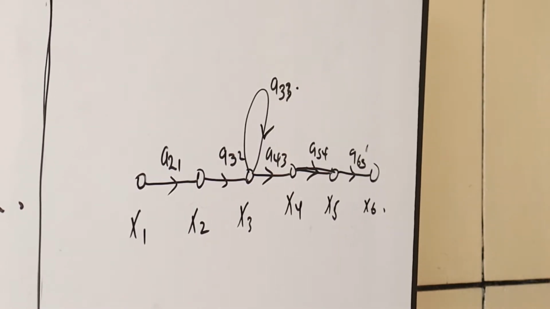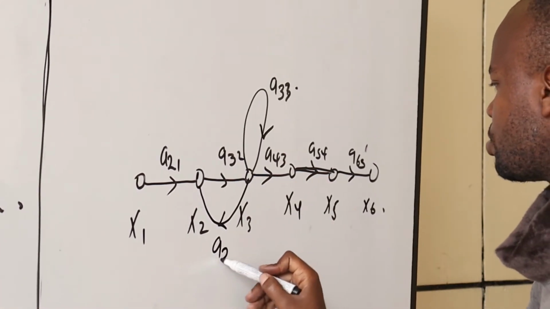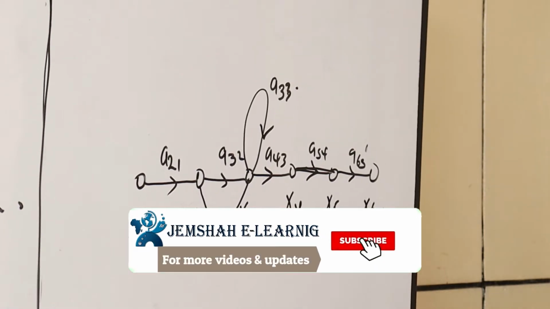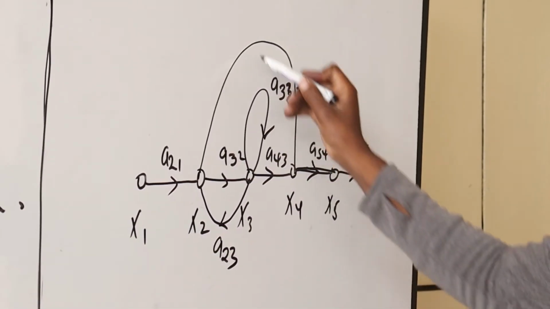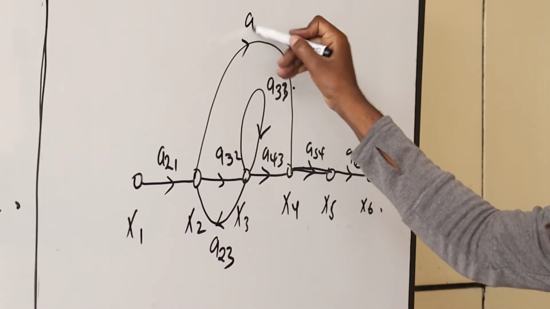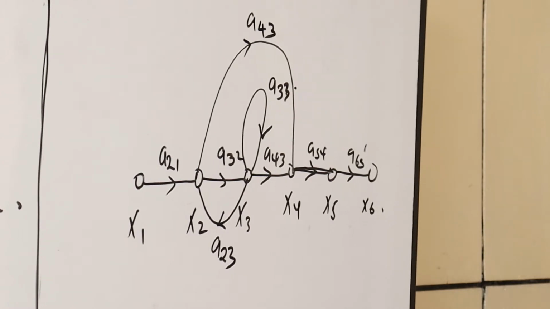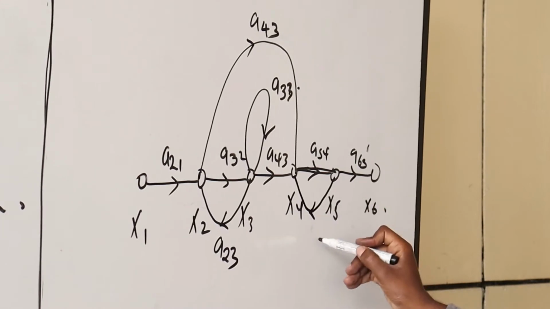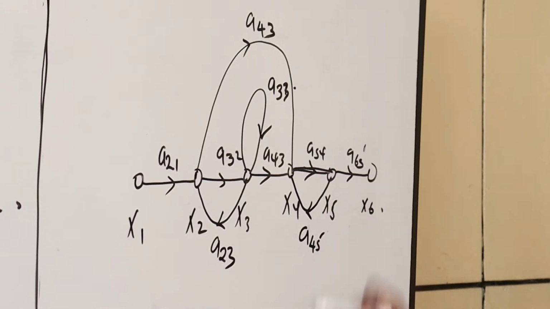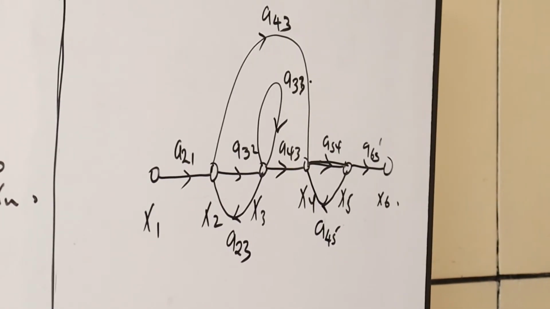We can have it from x3 to x2 here, so that this one will be A23. Another one we can have between x2 and x4, moving forward, so that we have A43. Maybe we can have between x4 and x5 here, so that it's A45. So maybe we are going to make reference to this when we'll be carrying out the definitions.